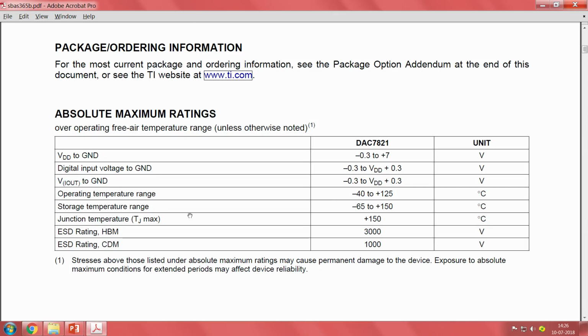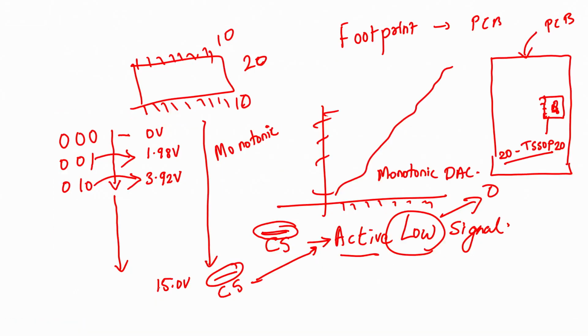Storage temperature usually, so for the IC to operate efficiently and faithfully, the operating temperature range should vary from minus 40 to 125 degrees Celsius, but it can be stored at a higher temperature and at a much lower temperature also, minus 65 to 150 degrees Celsius. So, storage temperature will always be more than operating temperature. If you take any IC, always storage temperature will be greater than operating temperature.